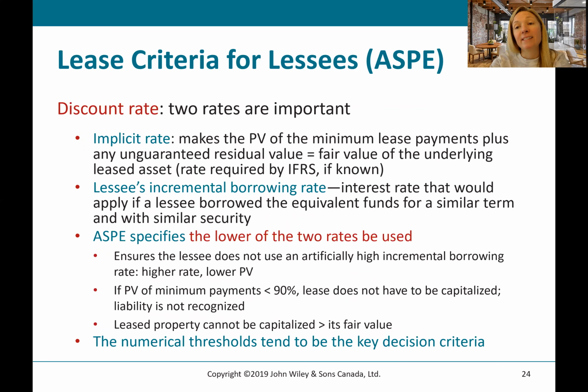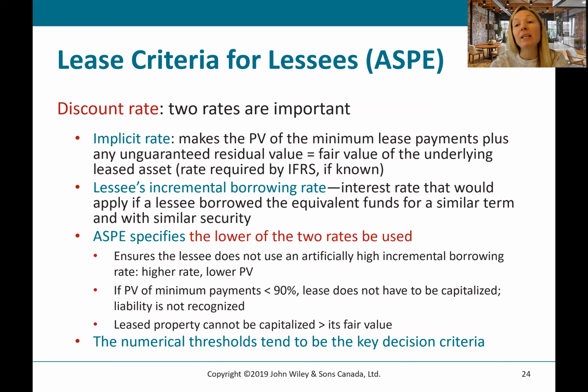Now, what about the discount rate? There are two important concepts around the discount rate. There's something called the implicit rate, and there's something called the lessee's incremental borrowing rate. The implicit rate is what makes the present value of the minimum lease payments plus any unguaranteed residual value equal the fair value of the underlying asset.